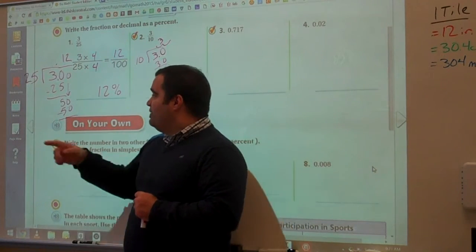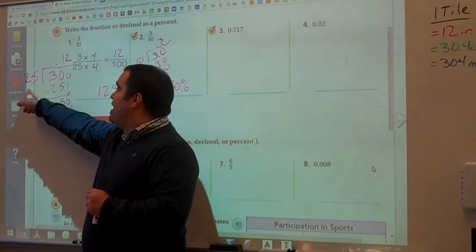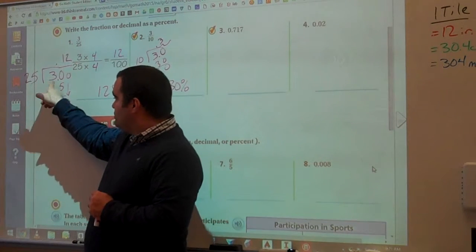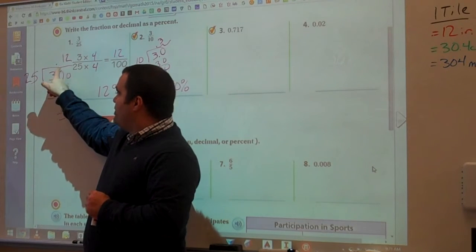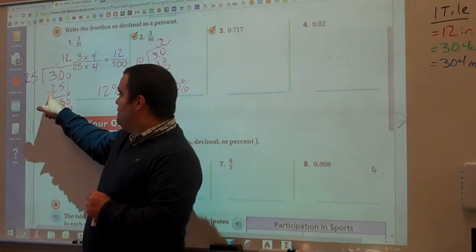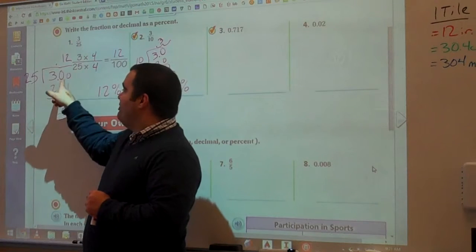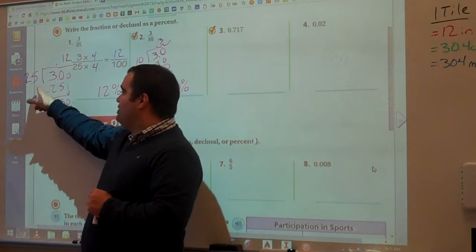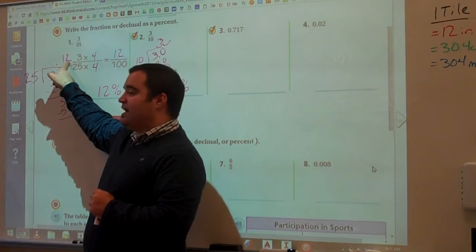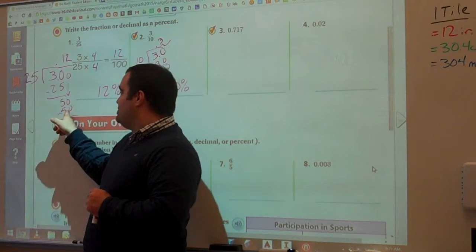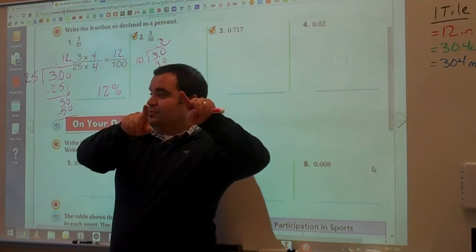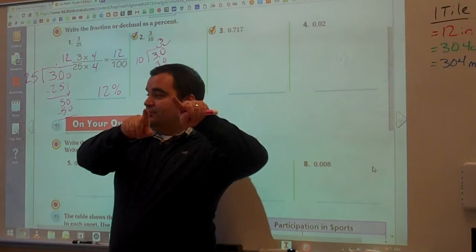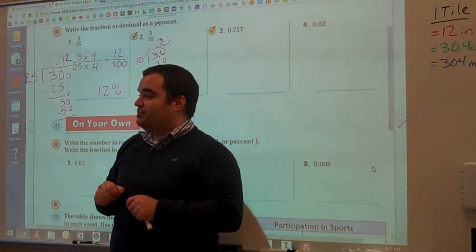If you do it my way, it's 3 divided by 25. Add a decimal point and a 0. 25 goes into 30 one time. Subtract, you get a 5. Add another 0, you get 50. 25 goes into 50 two times. 2 times 25 is 50. It's 0.12. Then 2 places to the right, 12%.